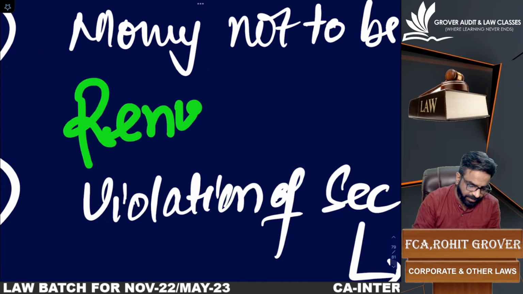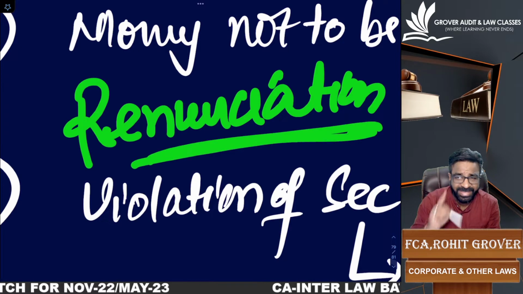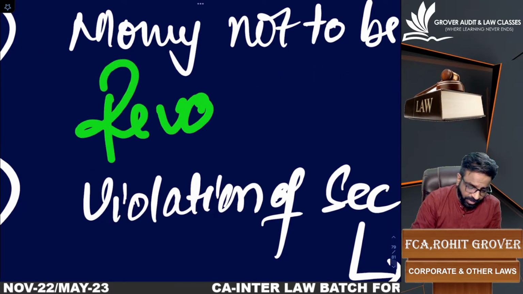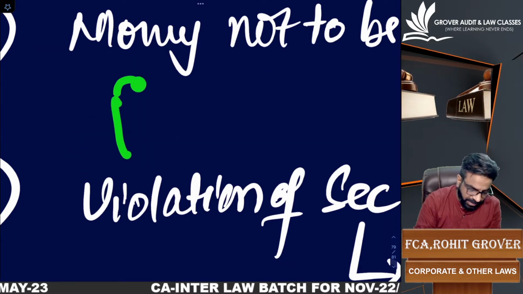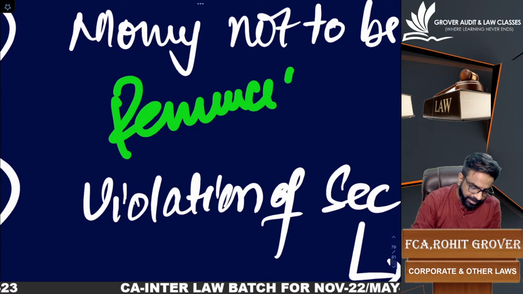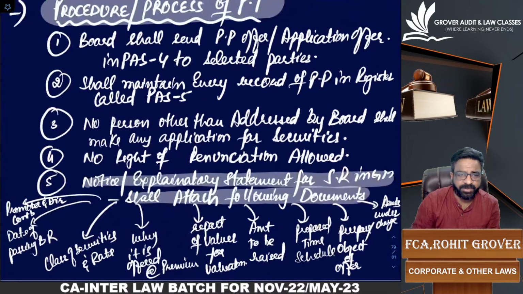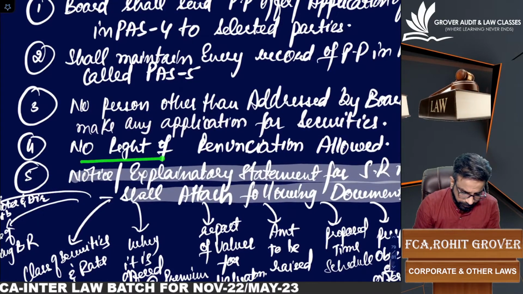That is called what, everyone? Renunciation. Remember one thing, in both the points you are cancelling only. So when the company cancels it, it is called revocation. But when you cancel it, it is known as renunciation. So what is the word we have seen below, everyone? What is the point number four? Read it again. No right of renunciation allowed.